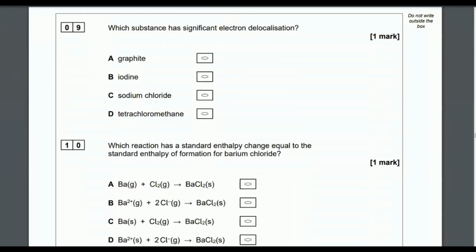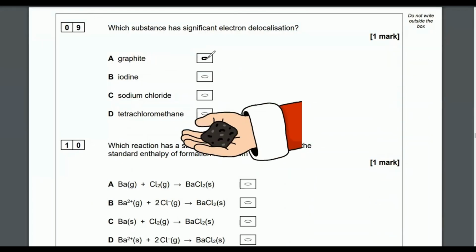Now let's look at question 9. Question 9, which substance has a significant electron delocalization? So you probably know this from GCSE. We all know that graphite has delocalized electrons. The carbon atoms in graphite have got 3 bonds.